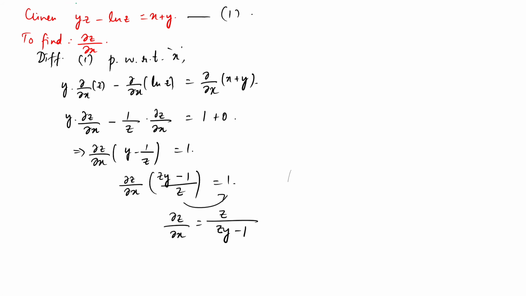When you differentiate yz with respect to x, your y is a constant, so we take it outside. And when you differentiate your z with respect to x, you are going to have del z upon del x. This is log z. So when you differentiate a log quantity, you would get 1 upon z, and when you differentiate z with respect to x, you are going to have del z upon del x. So the same thing we have written here.